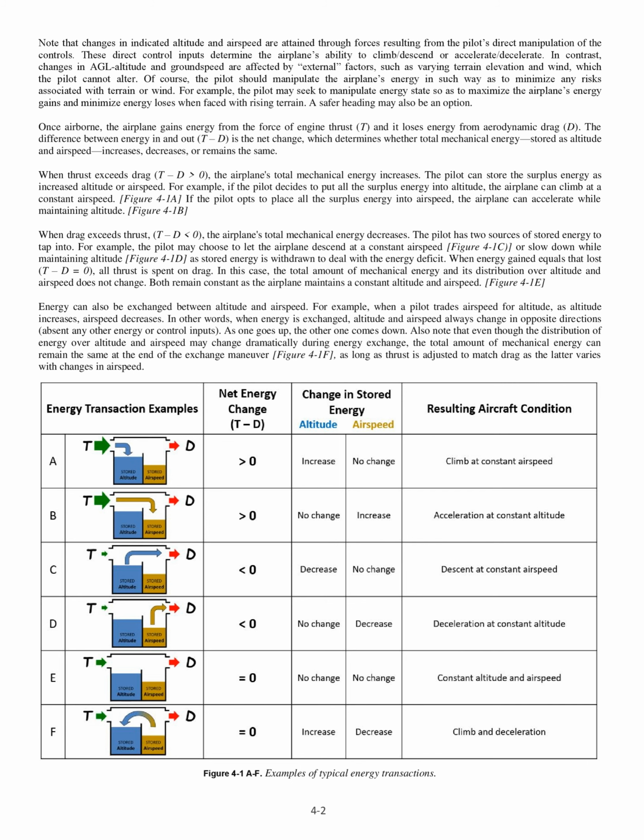Energy can also be exchanged between altitude and airspeed. For example, when a pilot trades airspeed for altitude, as altitude increases, airspeed decreases. In other words, when energy is exchanged, altitude and airspeed always change in opposite directions, absent any other energy or control inputs. As one goes up, the other one comes down.